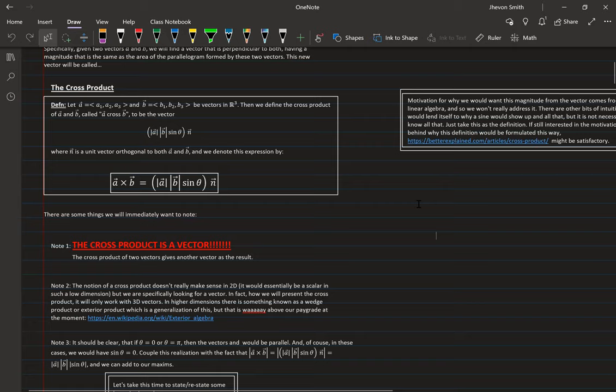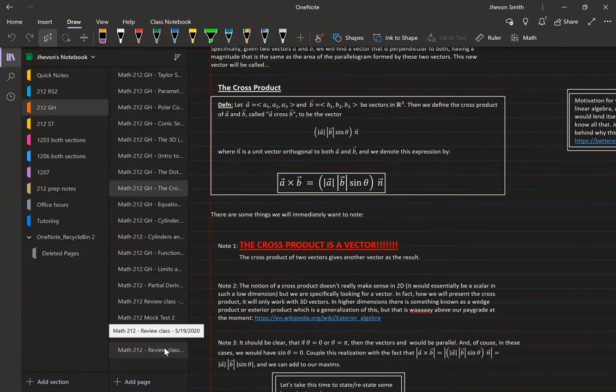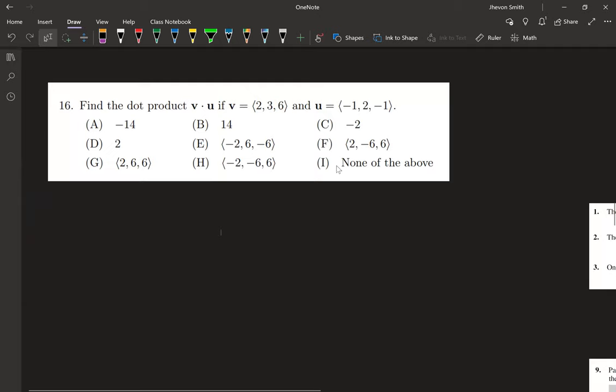All caps, red, underline. Cross product for us is a three-dimensional thing. So it's always gonna be a 3D vector. So cross product takes two 3D vectors and results in a 3D vector that is orthogonal to both vectors, and its magnitude is the area of the parallelogram formed by the original two vectors. But one thing that should be clear is that the dot product is a scalar while the cross product is a vector. So here, it should automatically be the case that you would know E, F, H, G make no sense whatsoever. Okay, it's a dot product, which means it needs to be a scalar.